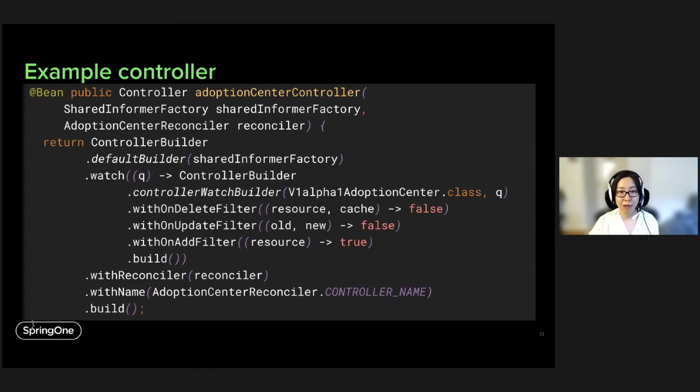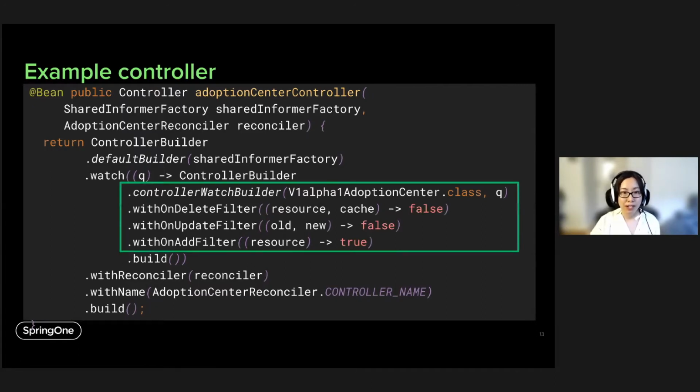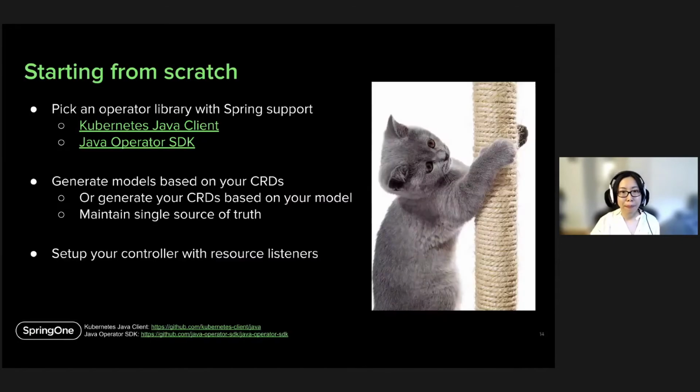Here's an example controller using Kubernetes Java client. We're watching the adoption center custom resources and ignoring all the update and delete events by returning false in the filter. We're telling the controller to use adoption center reconciler instance to handle the onAdd event. The configuration is pretty straightforward. And back to these slides.